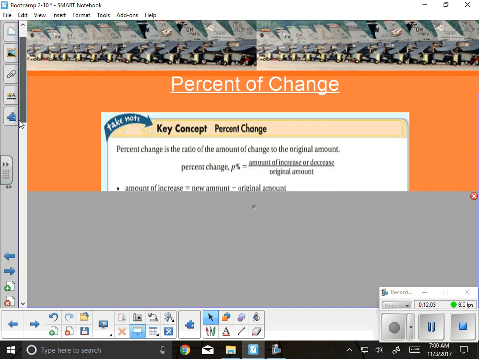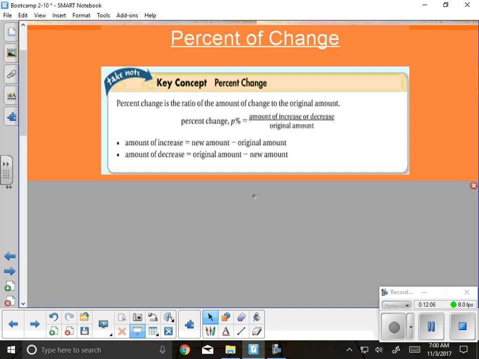So let's get going. Percent change is the ratio of the amount of change to the original amount. So it says percent change, or P%, equals amount of increase or decrease over the original amount. You're going to see two different things here. I would definitely make sure that you write these down. This one says amount of increase is the new minus the original amount. And for decrease, you have original minus new. You're going to want to know these.